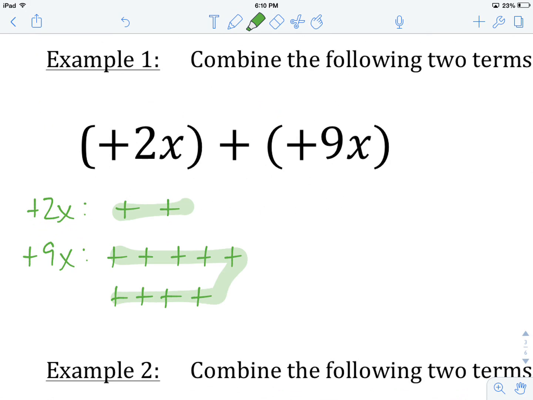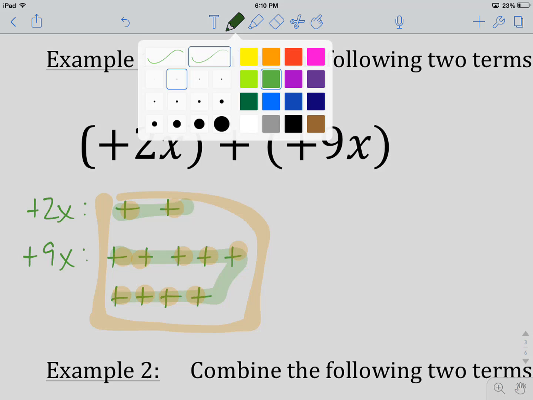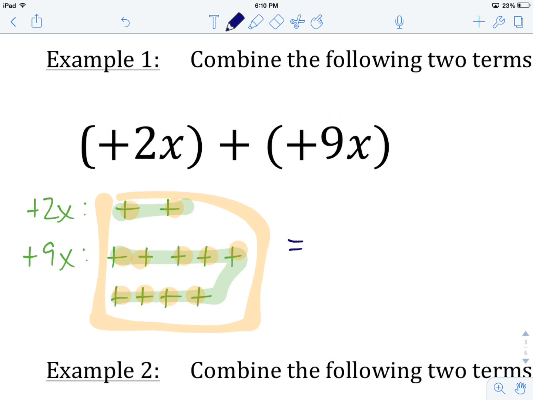We have 2 of them up here, and we've got 9 of them right there. And when we combine them, if we look at this grouping holistically all together, we can see that if we count them up, we have 1, 2, 3, 4, 5, 6, 7, 8, 9, 10, 11 of them. We are going to have 11 of whatever that thing is we don't know. In this case, we're keeping the same variable, x. So we have 11 x's.